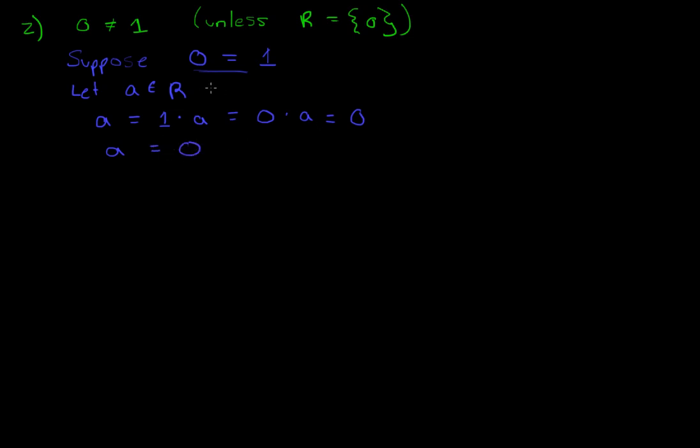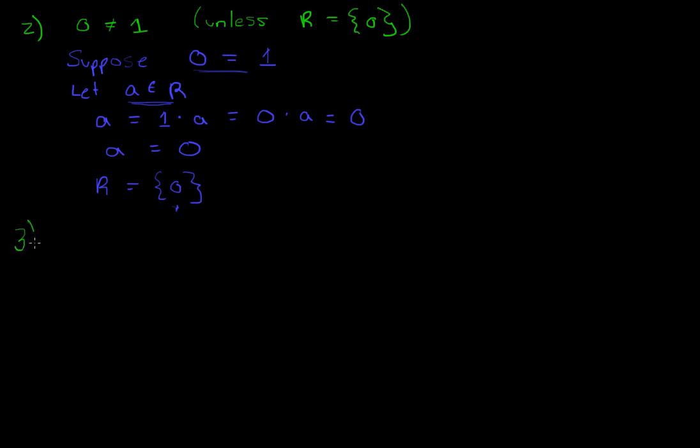Now, we picked a at random right here. So if we pick any a in the ring, a is equal to 0. So that right there just tells us then that R must be the trivial ring. Because for any a we pick, a is equal to 0. So the only option for a is 0.